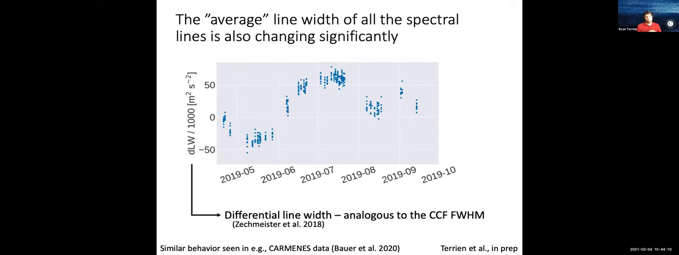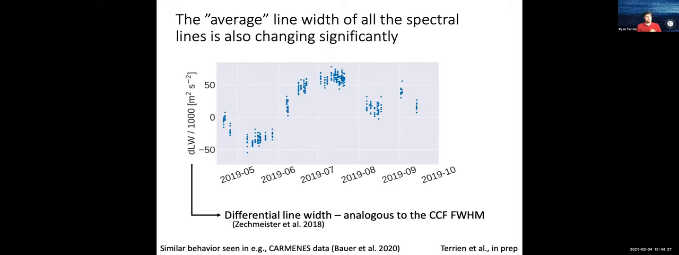Three minutes. Thank you. So that's the line strengths. We see some hints of Zeeman intensification there. How about the line widths? Let's look at a slightly different kind of metric to establish this.